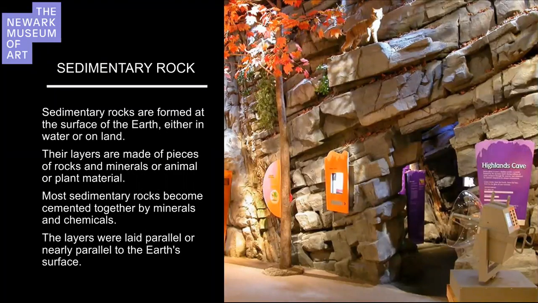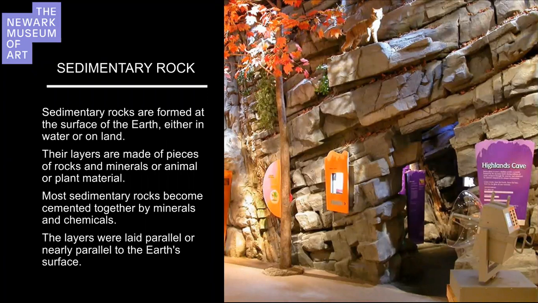The earth beneath our feet is constantly changing, and we can see proof of this in the types and shapes of rocks we find. In this image, we see examples of sedimentary rock. This is one of the three main types of rock we find on Earth: igneous, sedimentary, and metamorphic. Sedimentary rocks are formed at the surface of the Earth, either in water or on land. Since New Jersey was once underwater, we find a lot of sedimentary rock here.